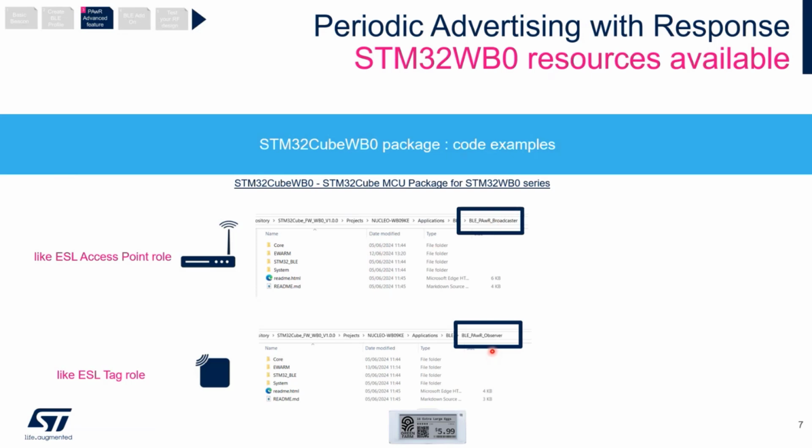The way our code has been generated is that our code examples, which are based on periodic advertising with response, enable more or less an electronic shelf label use case. So the broadcaster will be seen as the access point, the hub in the supermarket that will push some data to the tag. And so the observer uses the tag role.